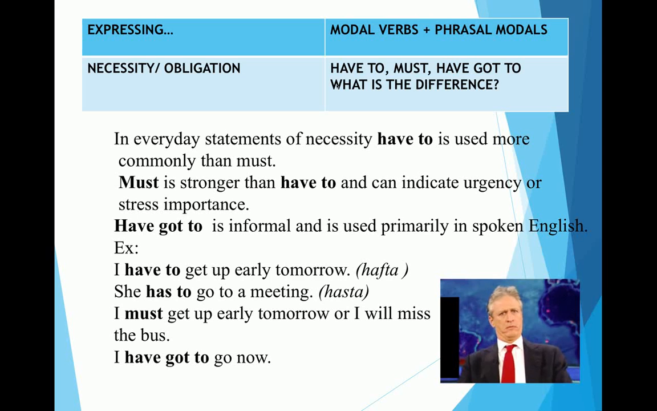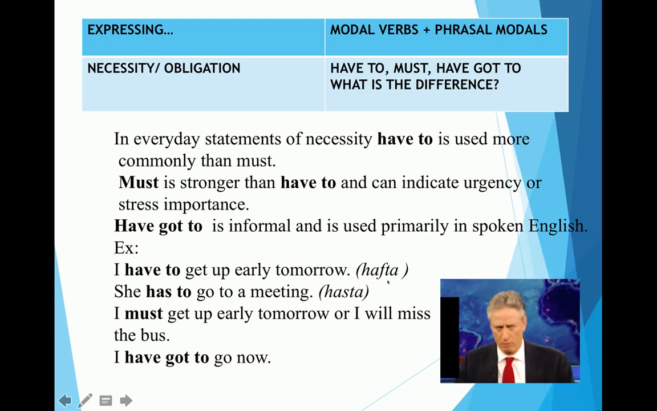To express necessity or obligation, you have to or must or have got to. What is the difference? In everyday statements of necessity, have to is used more commonly than must. Must is stronger than have to and can indicate urgency or stress importance. Have got to is informal and it's used primarily in spoken English. For example, I have to get up early tomorrow. And actually, most of the time you'd say, I hafta get up early tomorrow.